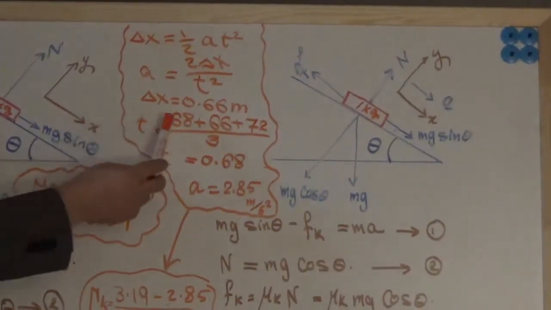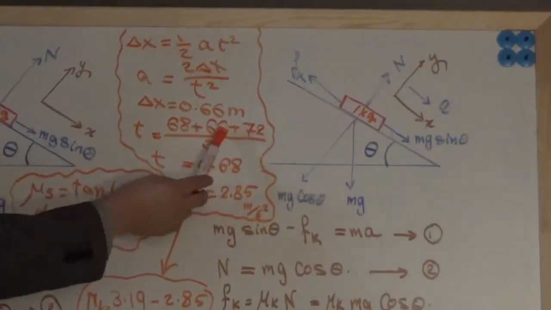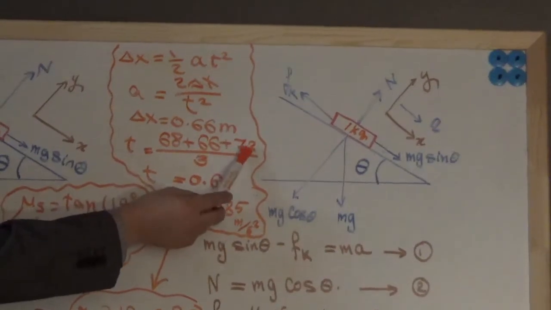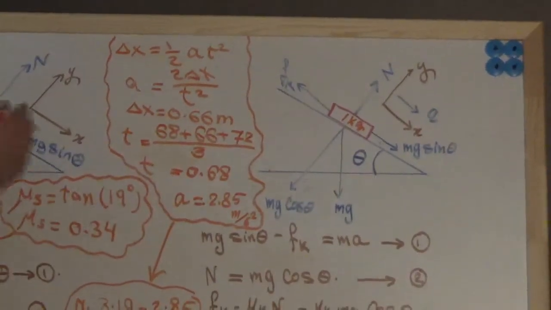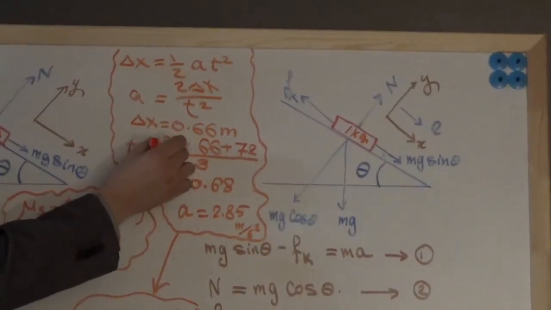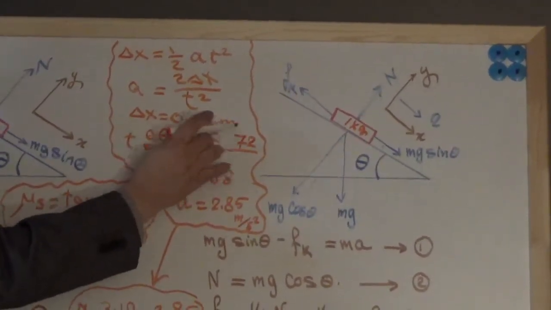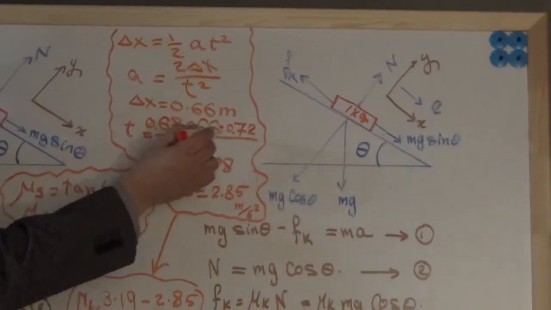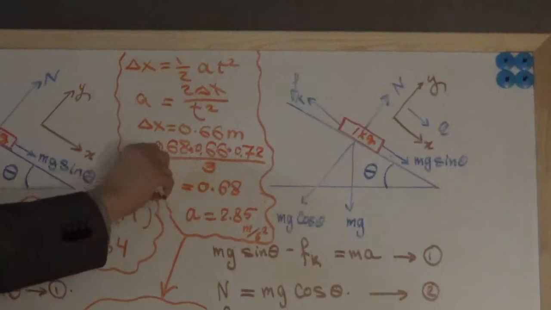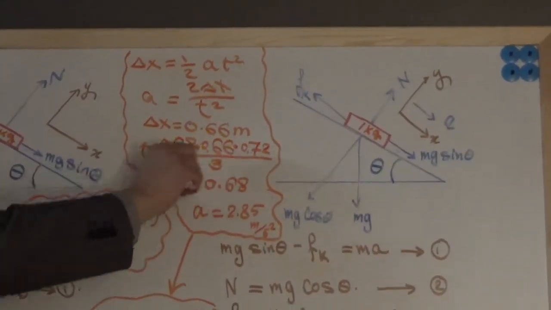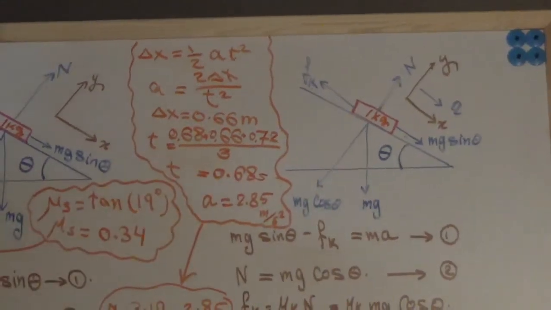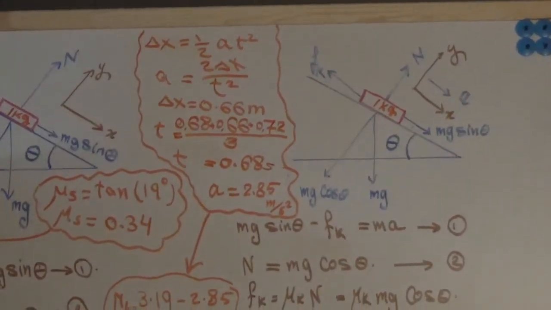And you still remember that we measured the time for this trip. It was 0.68, 0.66, and 0.72. Sorry for that. So 0.68 seconds plus 0.66 seconds plus 0.72 seconds, divided by 3. So that will give me 0.68 seconds.